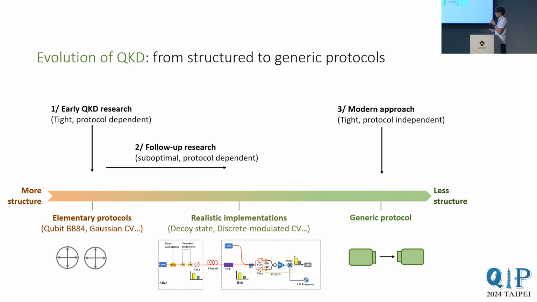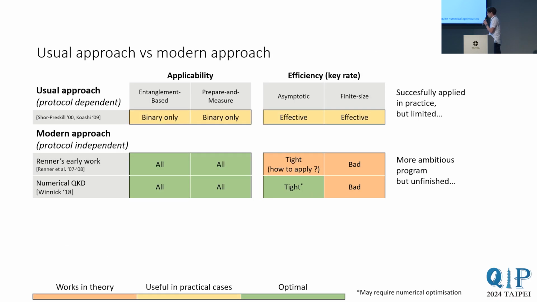So what we are interested in here is trying to prove security directly for a completely generic protocol. This could be called a protocol-independent approach, or maybe a modern approach, to highlight the fact that we start from a different starting point, where we acknowledge from the beginning that our devices are not going to be represented by these idealized models, qubit models, etc. The ideas behind the modern approach, or the protocol-independent approach, go back to two important works.